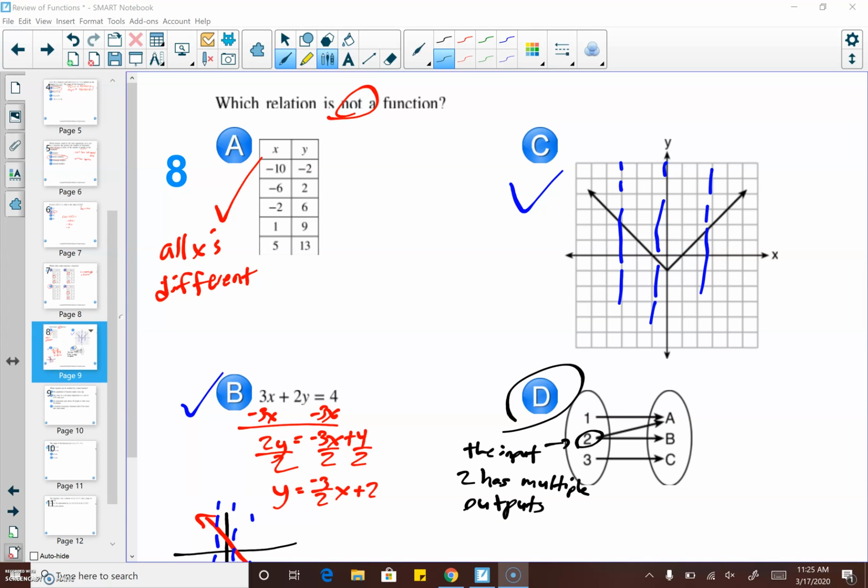So when an input has multiple outputs, that's kind of like saying that we have an x value that repeats. So if you listed these out, you'd have 1 comma A, 2 comma A, 2 comma B, and 3 comma C. And then you'd have those x values that repeated, therefore not a function.